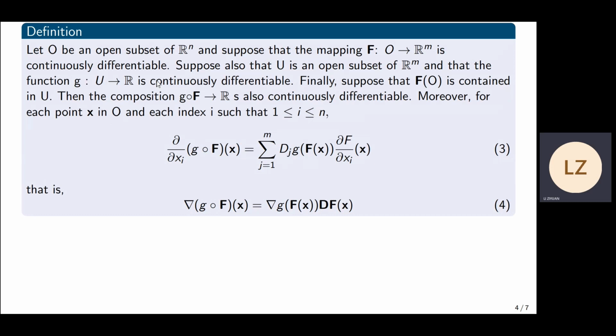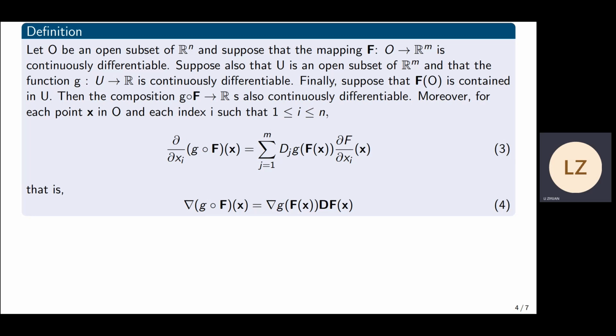So what is the chain rule for vector valued functions? Let O be an open subset of Rn, and suppose that the mapping f from O to Rn is continuously differentiable. Suppose also that U is an open set of Rn, and the function g from U to R is continuously differentiable. Finally, suppose that f(O) is contained in U, then the composition g∘f from O to R is also continuously differentiable.